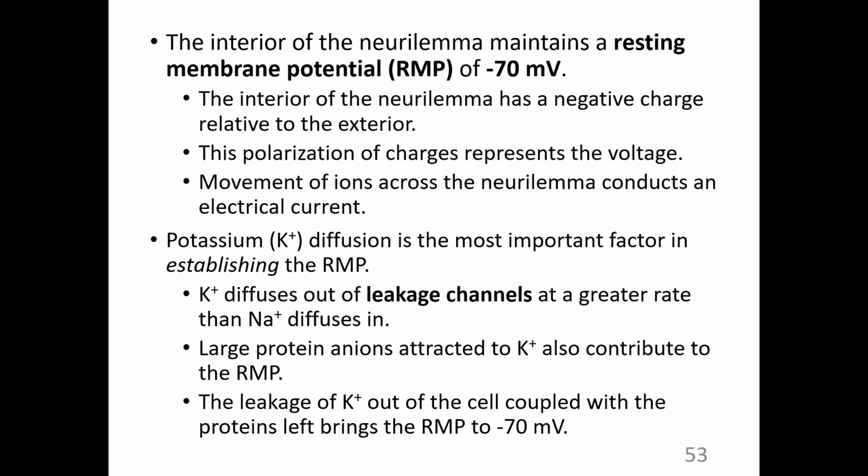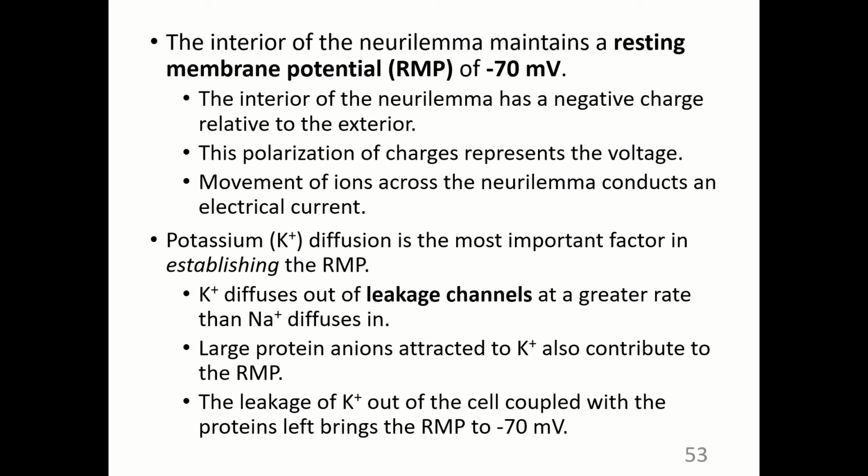The interior of the neurolemma, or plasma membrane of the cell body, or the neuron, maintains a resting membrane potential, or RMP, of negative 70 millivolts. So notice that the resting membrane potential of a neuron is not as negative as the resting membrane potential of a skeletal muscle. The interior of the neurolemma has a negative charge relative to the exterior. This polarization of charges represents the voltage. Movement of ions across the neurolemma conducts an electrical current.